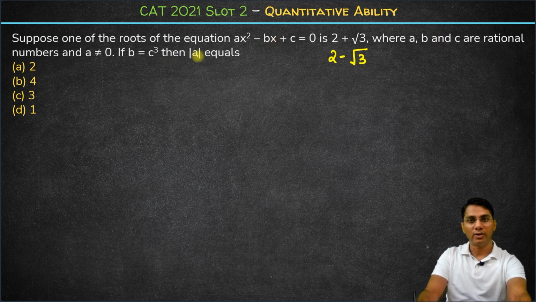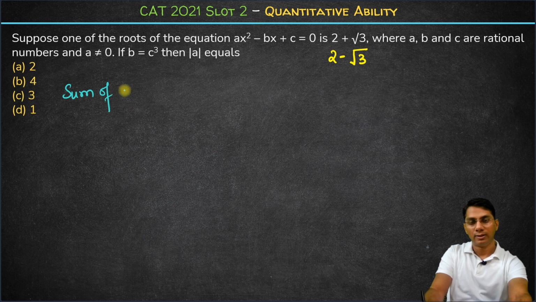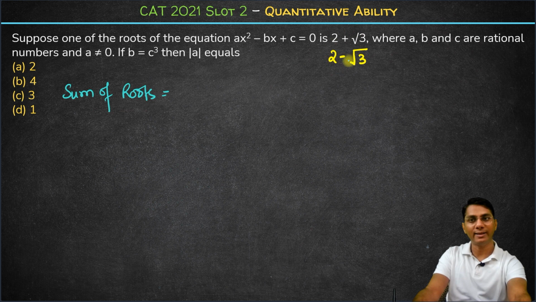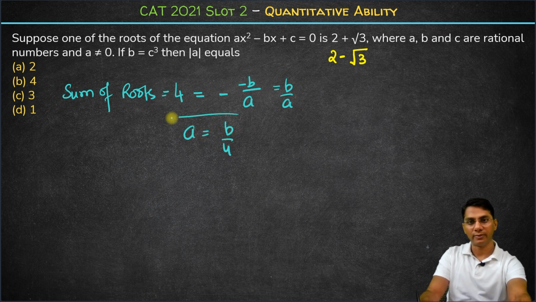Now we have to figure out the value of mod of a if b is equal to c cube. So let's talk about the sum of the roots first. The roots are 2 plus root 3 and 2 minus root 3. If we add them, root 3 minus root 3 cancels out, and the sum of the roots will be 4, which we know is minus the coefficient of x upon coefficient of x square. So minus of minus b by a is plus b by a. So b here comes out to be 4a, or rather a is b by 4.